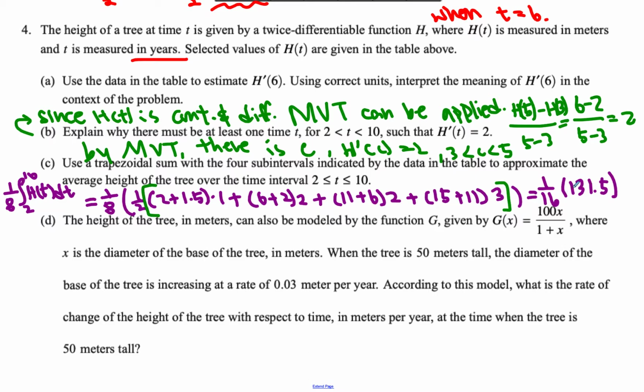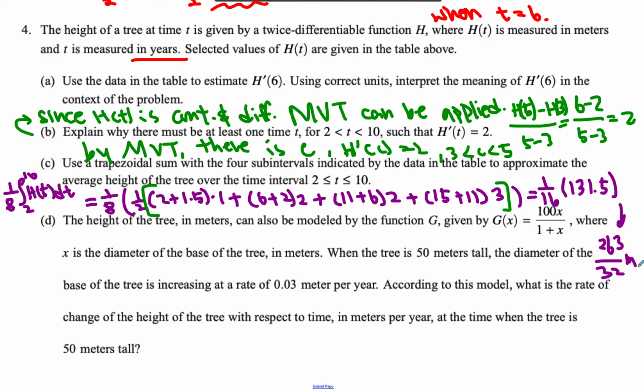So the average height in this case, if I had to write down the answer, would have been 263 over 32 meters. All right, let's look at part D.